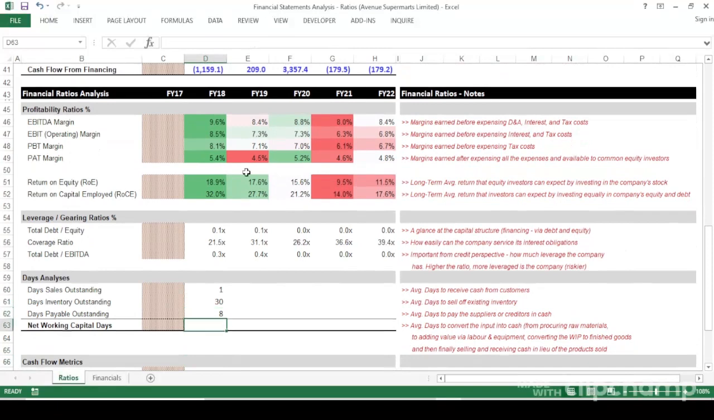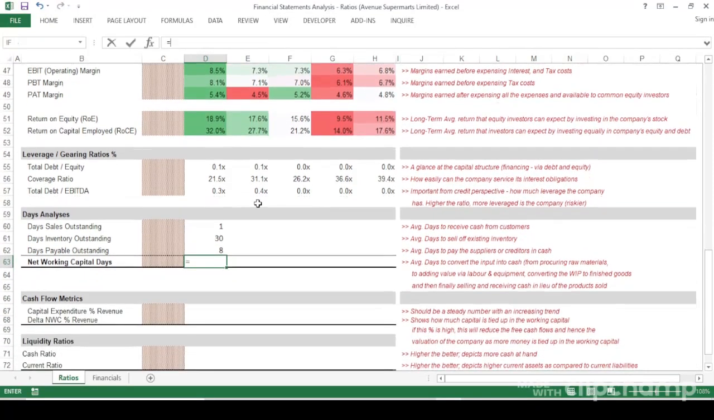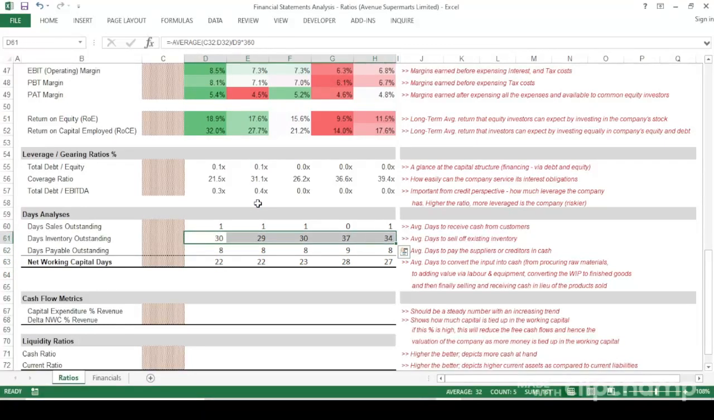Now I will calculate the net working capital days. That is nothing but the days sales outstanding plus the days inventory outstanding minus the days payable outstanding. I'll select all the cells and press Ctrl R. The days inventory outstanding is the average number of days the company takes to sell the existing inventory, and days payable outstanding is the number of days on average that the company takes to pay its creditors or suppliers.